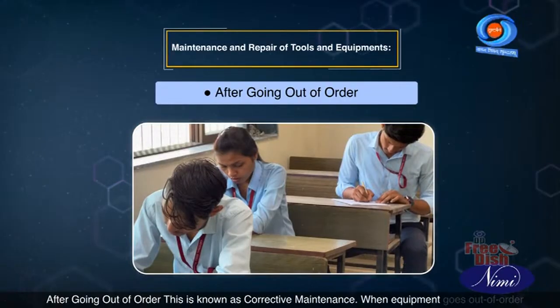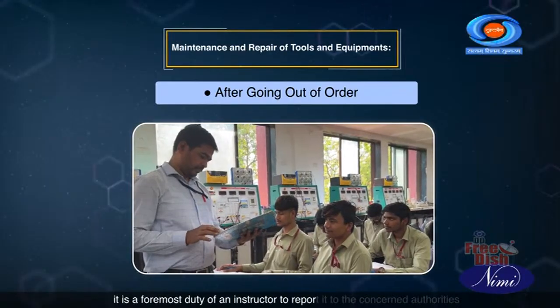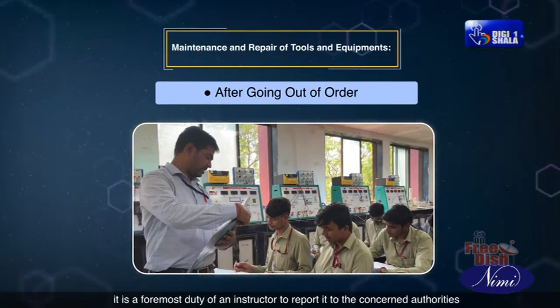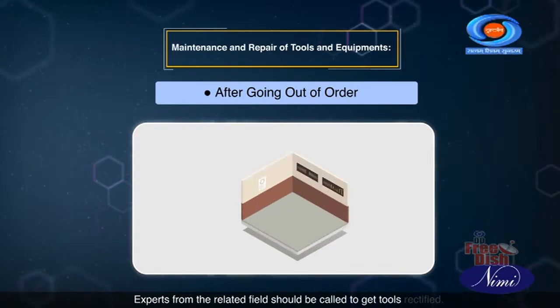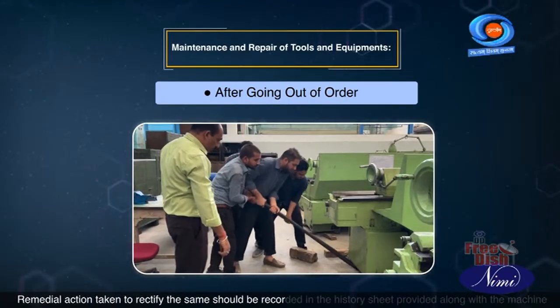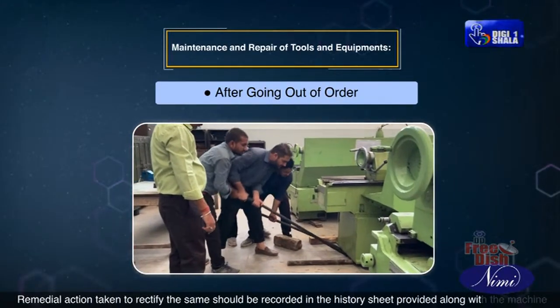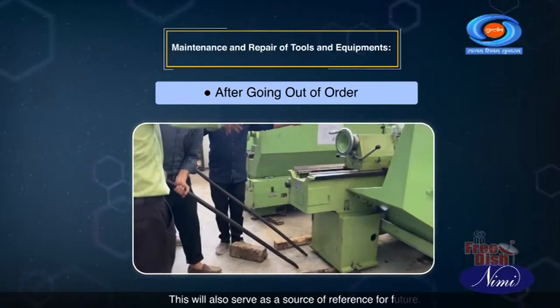When equipment goes out of order, it is a foremost duty of an instructor to report it to the concerned authorities. Experts from the related field should be called to get tools rectified. Remedial action taken to rectify the same should be recorded in the history sheet provided along with the machine. This will also serve as a source of reference for the future.